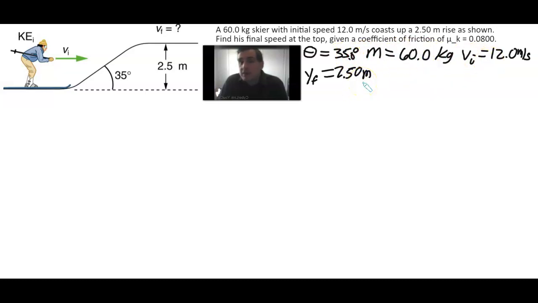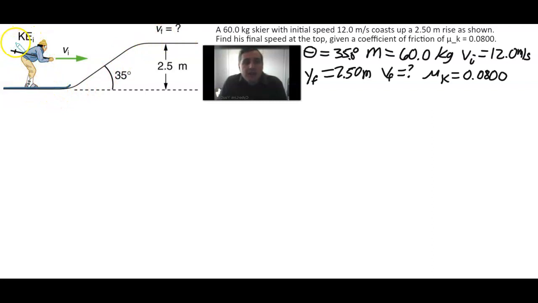We want to find the final speed at the top, so let's write down the question mark, what we seek, v final, velocity, there it is. And then we also know the coefficient of kinetic friction, so that's mu k is 0.0800. Again, even if I just write 0.08 or 12 or 60 or 35 or 2.5, I know that they're all 3 significant digits. All right, so fine. Let's see if we can understand the conservation of energy here.